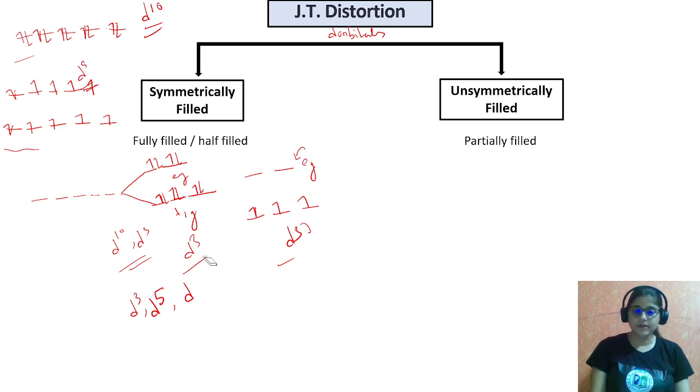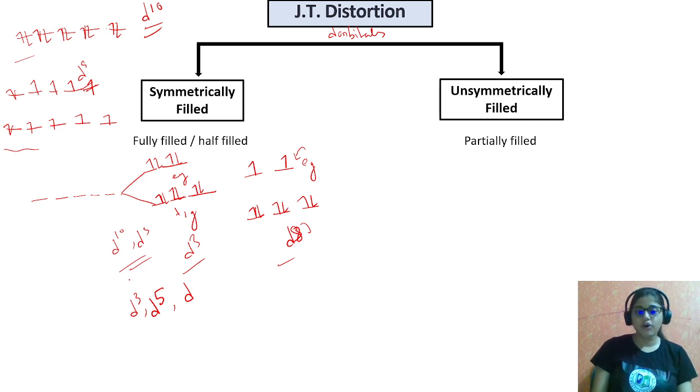Again, it can happen when, let's say, D5 is there. D5 we know is symmetrically filled. Then for D8, every T2G orbital has 2 electrons and every EG orbital has 1 electron. So in this case, D8 also is symmetrically filled.